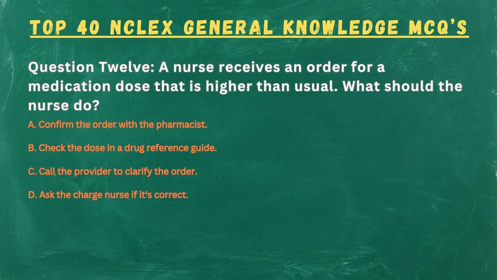Question 12. A nurse receives an order for a medication dose that is higher than usual. What should the nurse do? A. Confirm the order with the pharmacist. B. Check the dose in a drug reference guide. C. Call the provider to clarify the order. D. Ask the charge nurse if it's correct. Answer: C. Call the provider to clarify the order.